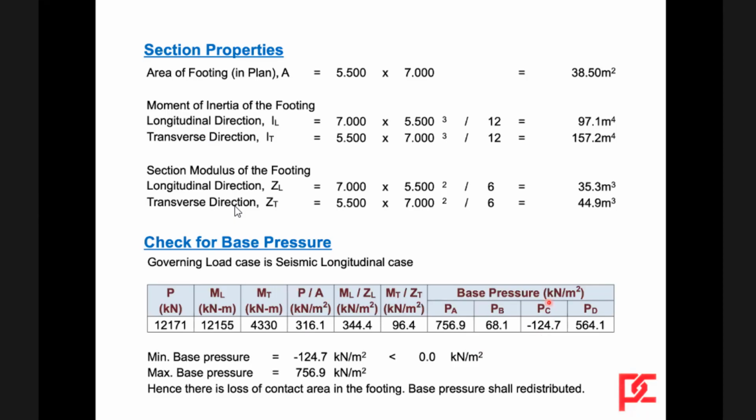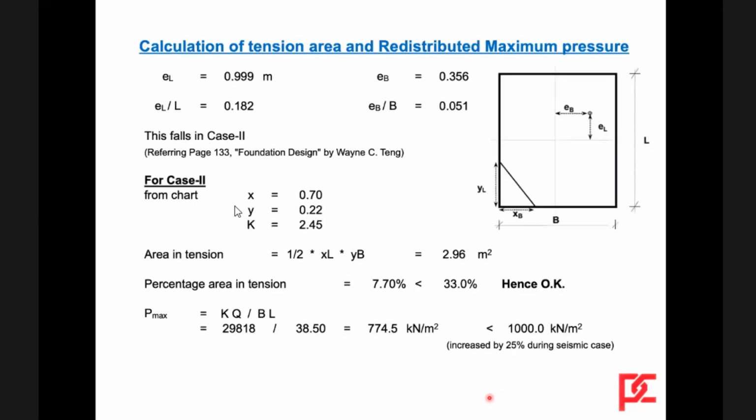This is permitted for the case of when the footing is on a rocky strata; tension is permitted in the code, so we have utilized that. So with the minimum base pressure of minus and the maximum of this, there is a loss of contact of the footing. Base pressure is redistributed and calculated using this. This is the method used to calculate the tension area and redistribution of maximum pressure.